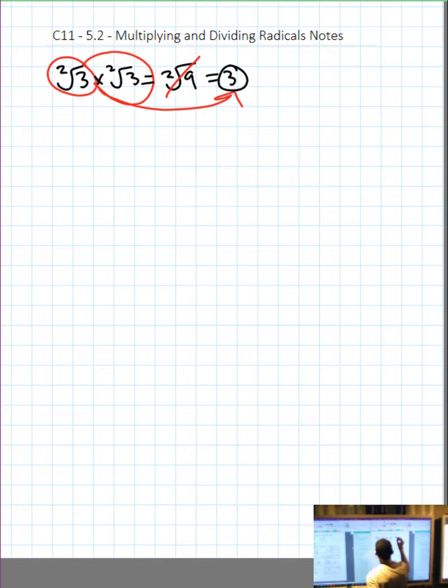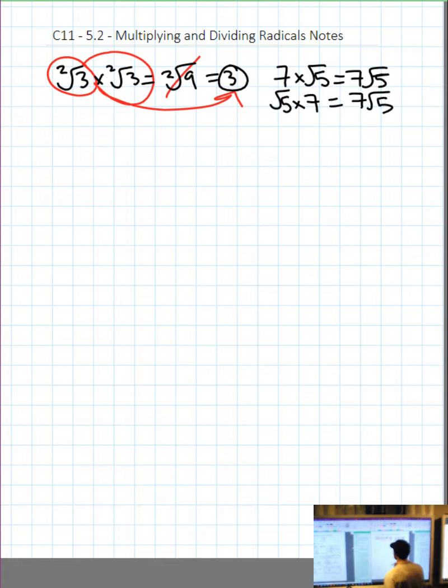Okay, quick little thing off to the right. 7 times root 5 is 7 root 5. Root 5 times 7 is also 7 root 5. Check your answer on your calculator.